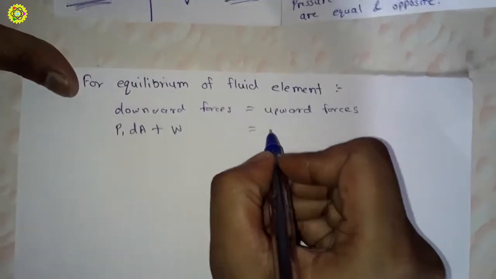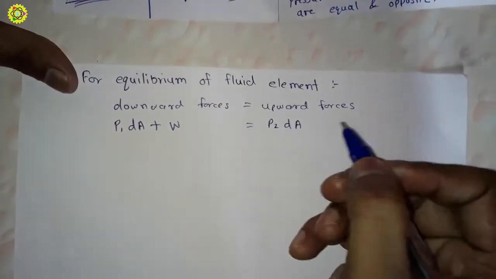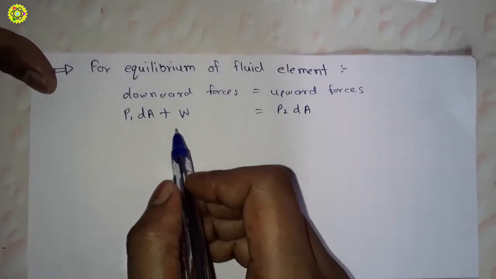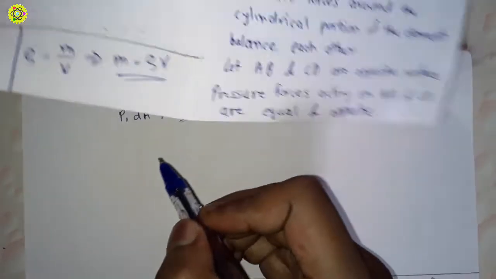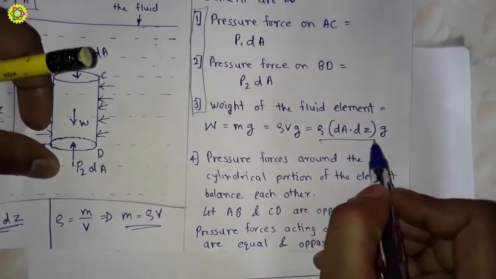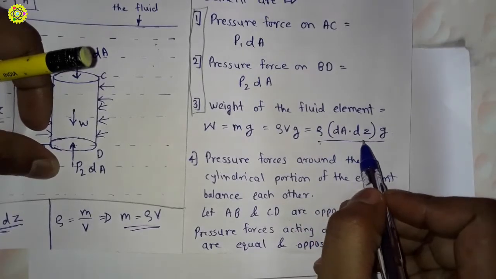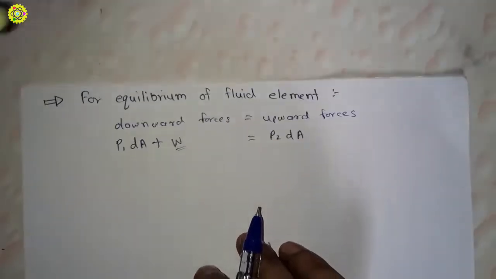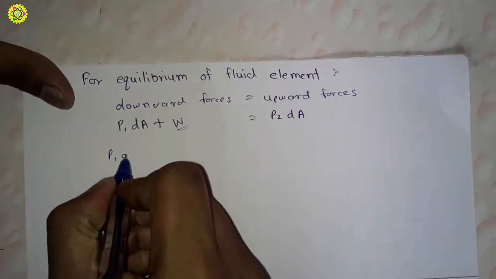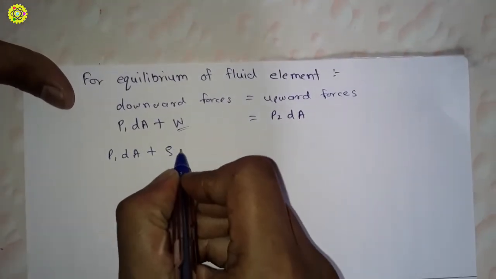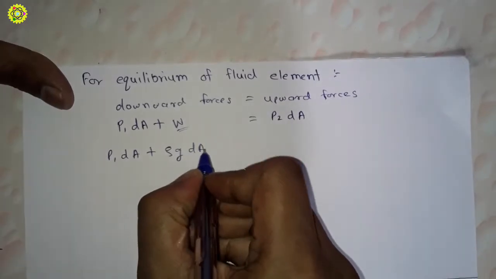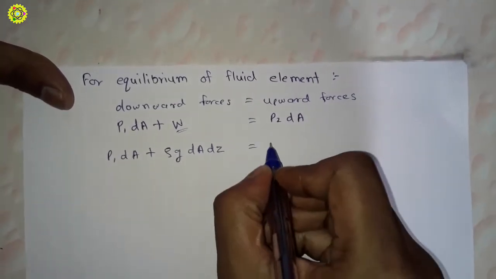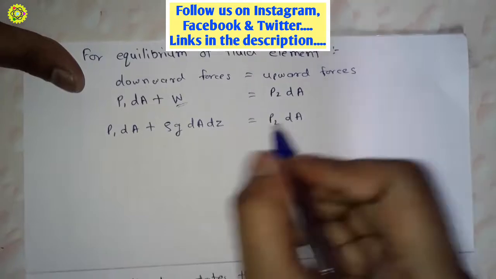Let's simplify this equation. We have W equal to rho g dA dz. So we write P1 dA plus rho g dA dz is equal to P2 dA. Now let's solve this.